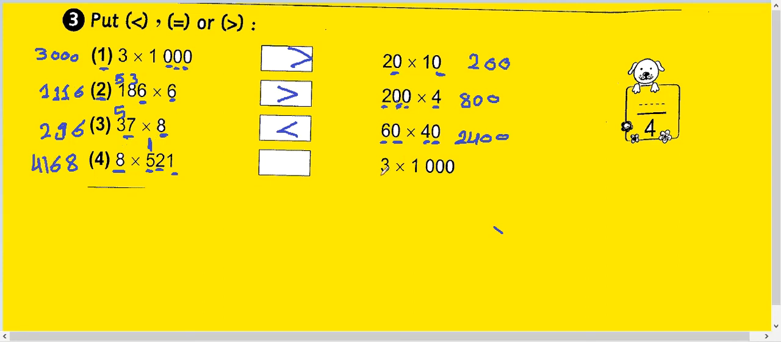Here in the other side he said 3 times 1000, so result equals 3000. Which is greater here? Here we have 4168, and in the other side we have 3000. 4168, it will be greater here.